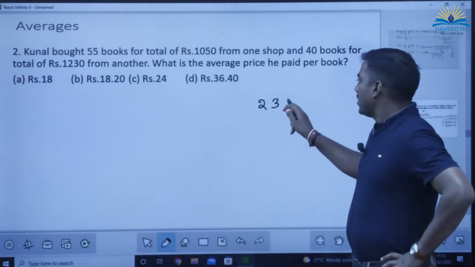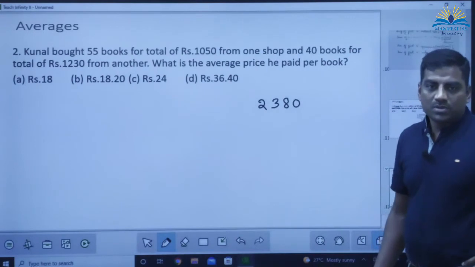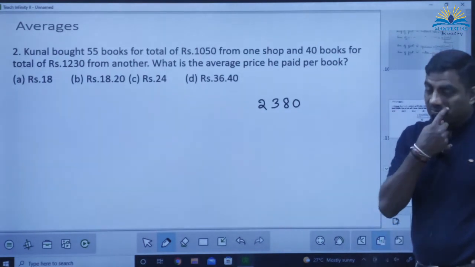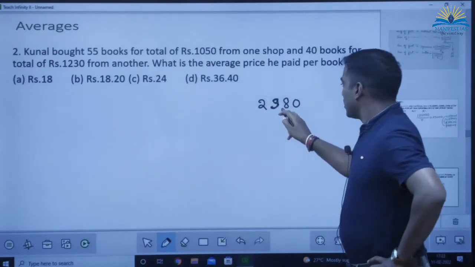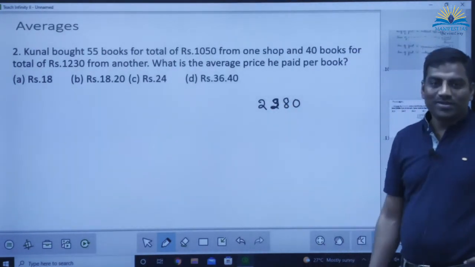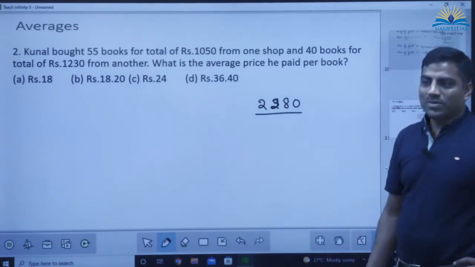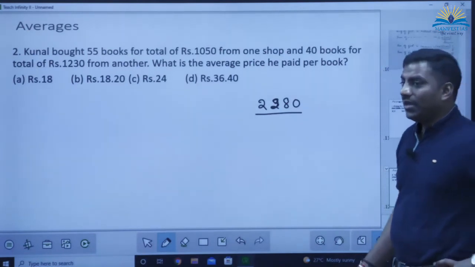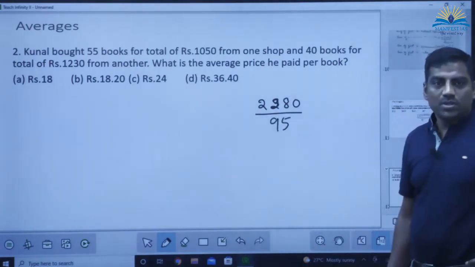$2,300 and problem? What is the problem? Okay. 2280 divided by how many books totally? 95. So you'll get the average price of each book.